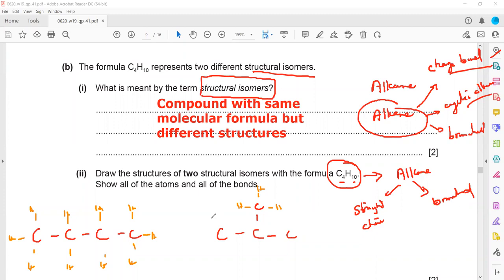So this will have 3. This will have 3. This will have 3 and this will have 1. So these are the 2 structural isomers.